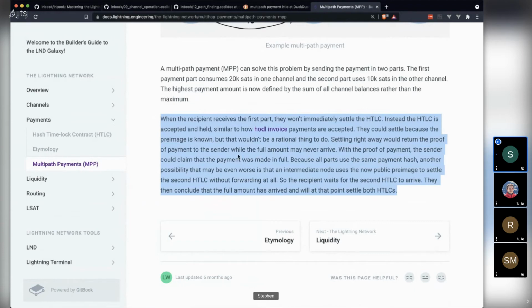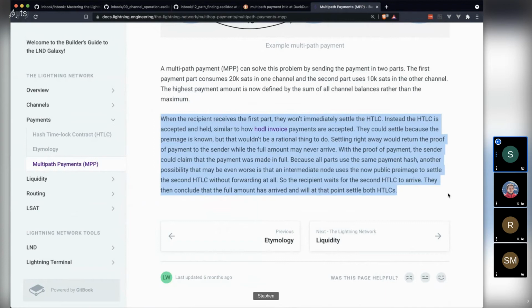With the proof of payment, the sender could claim that the payment was made in full because all parts use the same payment hash. Another possibility that may be even worse is an intermediate node uses the now public pre-image to settle the second HTLC without forwarding it at all. So the recipient waits for the second HTLC to arrive. They then conclude that the full amount has arrived, and at that point settle both HTLCs. So to answer your question, Christoph, no, I don't think there's a situation where parts of the payment could succeed and the other parts couldn't succeed.